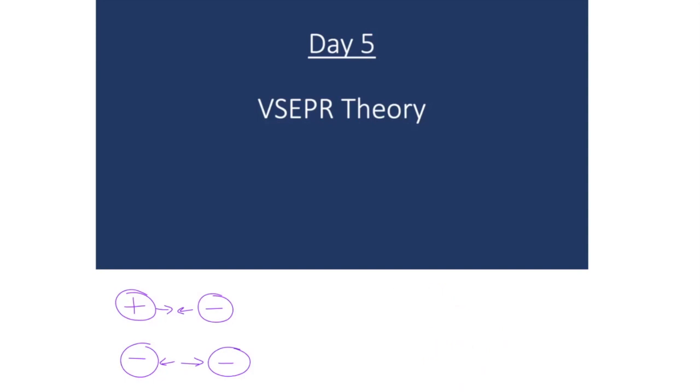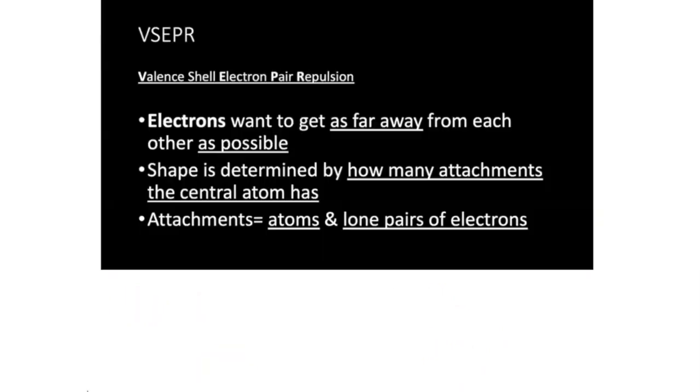We do that by looking at VSEPR theory. VSEPR stands for valence shell electron pair repulsion. What it tells us is that those electron pairs that result from those valence shells interacting are going to repel other electron pairs. And so those electrons want to get as far away from each other as possible.